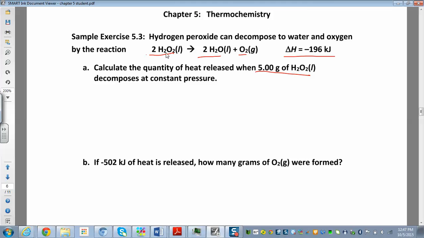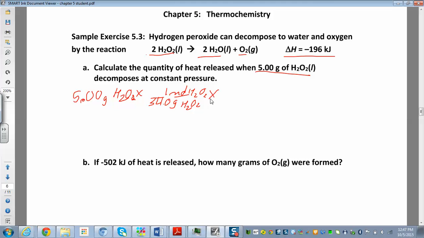Well, I know that for every 2 moles, I get this much heat. So how much would I get for 5 grams? I have no idea. I need to convert from grams to moles. How do I go from grams to moles? Molar mass. Good. So I'm going to take the grams of hydrogen peroxide, that's H2O2. I'm going to calculate the molar mass. That's 2 times hydrogen plus 2 times oxygen, about 34 grams. 34 grams of H2O2 for every 1 mole of H2O2.